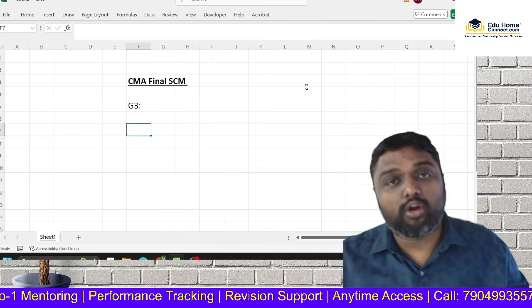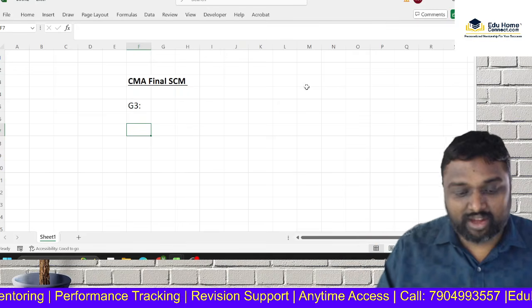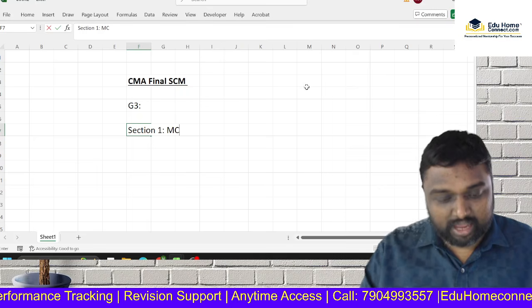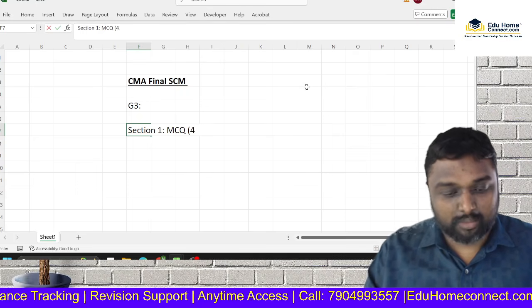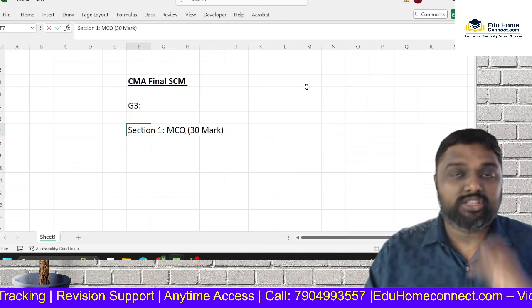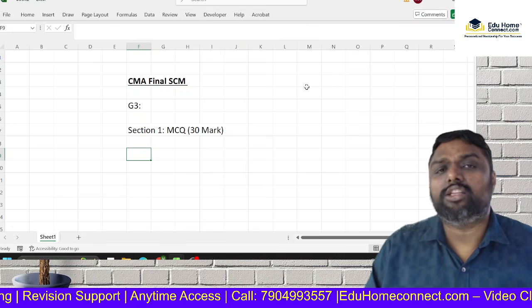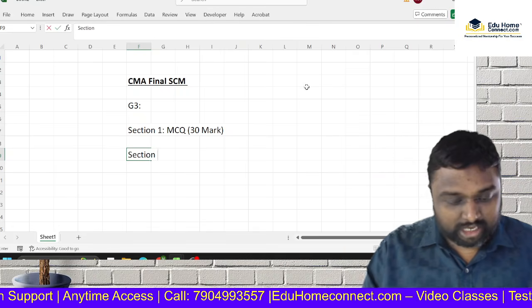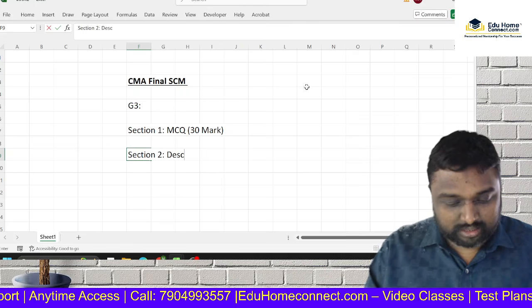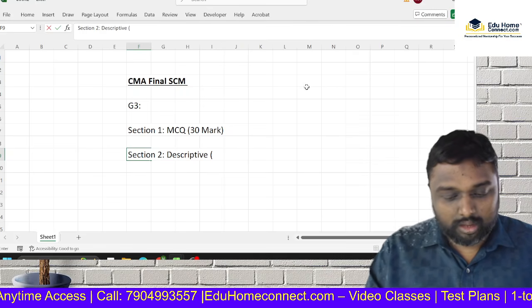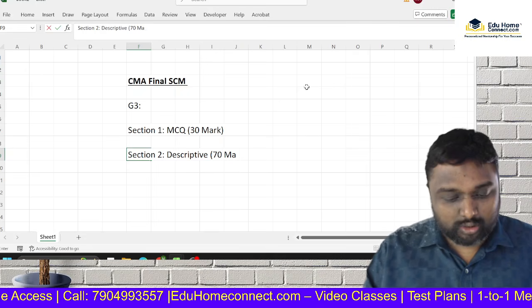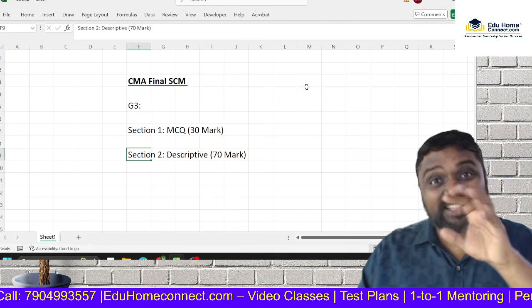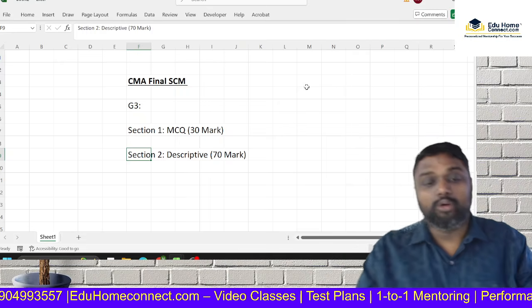First of all, as all of you are aware, in your CMA Final there are two sections. Section 1 is an MCQ section of 30 marks, which is a mix of theoretical concepts and numeric sums. And section 2 is descriptive, which is for 70 marks. So in this session, I am going to highlight how to crack the 70 marks.